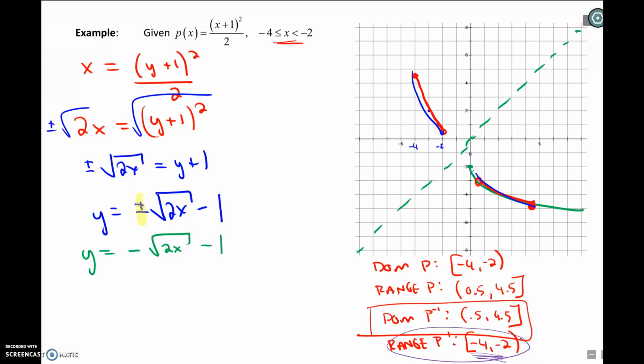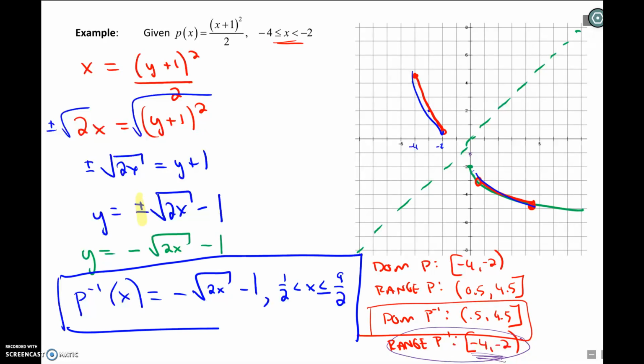Okay? So here's my inverse function. P inverse of x is negative square root of 2x minus 1. However, I only want it from 1/2 to inclusive 9/2. Yikes. I'll never put a question like this on the exam. This is a little bit much. However, I can guarantee you that I'm going to give you a question on the exam where you have to be careful about the domain and the ranges and watch out for restrictions and figure out whether you have a plus or minus. There are going to be some problems like that. But that's how you do this one.